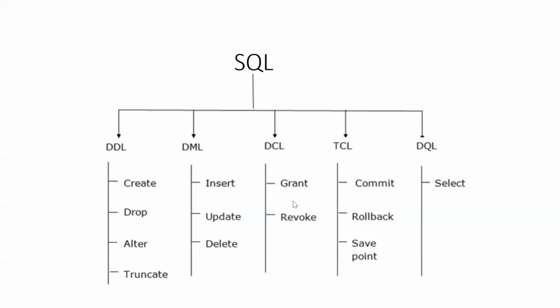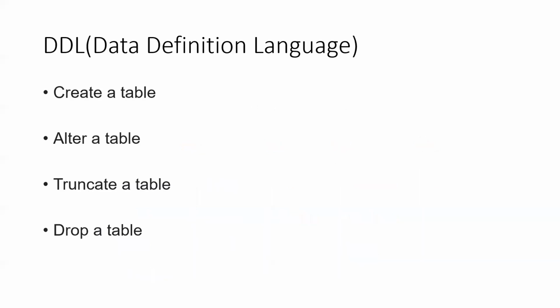Going to the next slide. The DDL statement is called data definition language. I just mentioned it: the create statement is for creating a table, alter a table, truncate a table, drop a table. Truncate means the table structure is there, and we can truncate all the rows, all the records. But if we use the drop command, it entirely deletes the table structure. You cannot find the table anymore in the database. So this is the difference between truncate and drop.